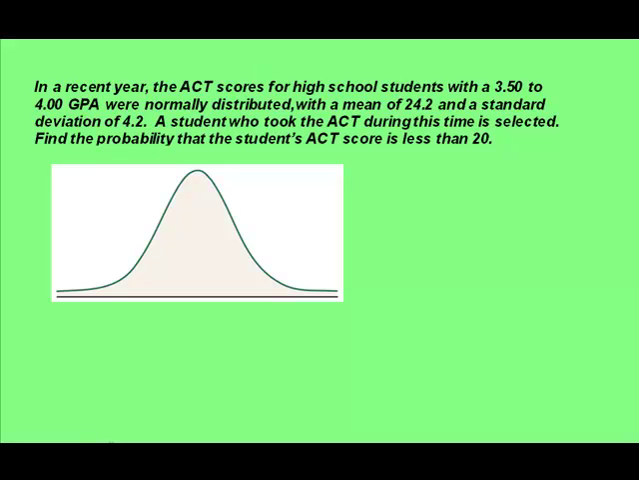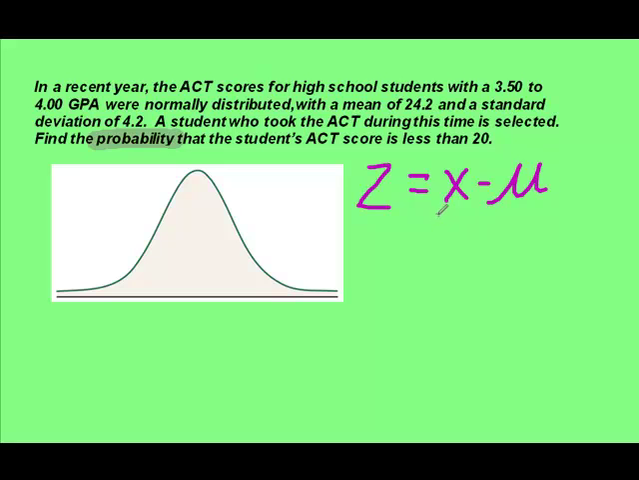So let's look at a different kind of problem. In a recent year, the ACT scores for high school students with a 3.5 to 4.0 GPA were normally distributed, bell curve, with a mean of 24.2 and a standard deviation of 4.2. A student who took the ACT during this time is selected. Find the probability that the student's ACT score is less than 20. Looks like we're going for another probability, which means we're looking for another, come on, say it with me, z-score.